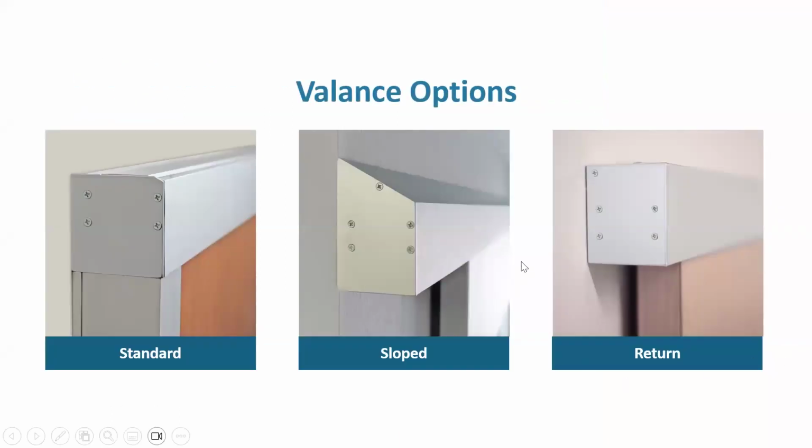Three main valance options. We have our standard valance, which comes at no charge. And you have a slope valance, which is good for the healthcare vertical, to keep things sanitary and dust free. That is an upcharge, but an option. And then there's a returned or shrouded valance. So if you wanted to keep that clean on the edge more for aesthetics, we can do a returned valance as well.